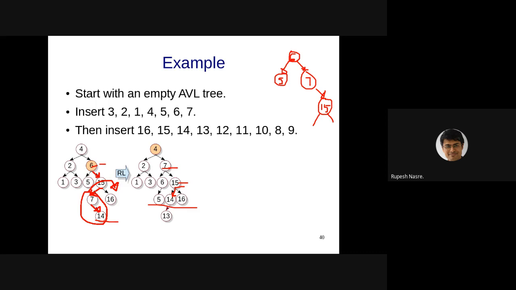So 13 is the RR case, and therefore a single rotation should help us, the left rotation. So 7 becomes the root, and then 4 comes down, and hopefully the height imbalance reduces, and that will make it height balanced. Oh, 14 comes all the way up, is it? Let me see.